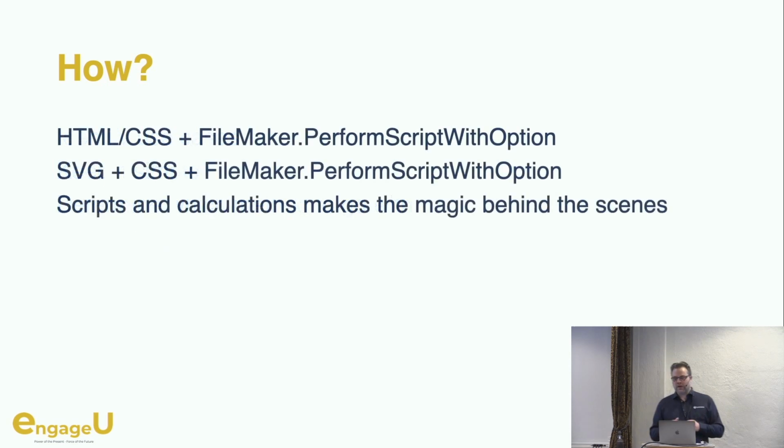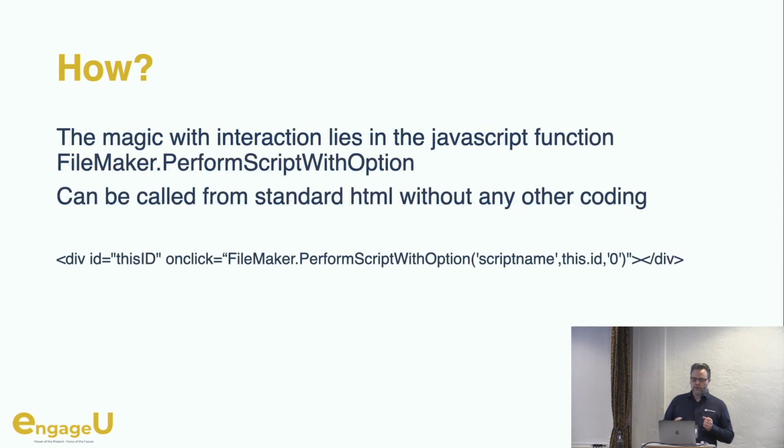Okay, so you probably guessed that it has something to do with HTML and CSS, and FileMaker Perform Script with Option is the key thing here. And then scripts and calculations behind the scenes to make it really work. So in the web viewer, the magic really happens with the interaction with the new FileMaker Perform Script with Option.